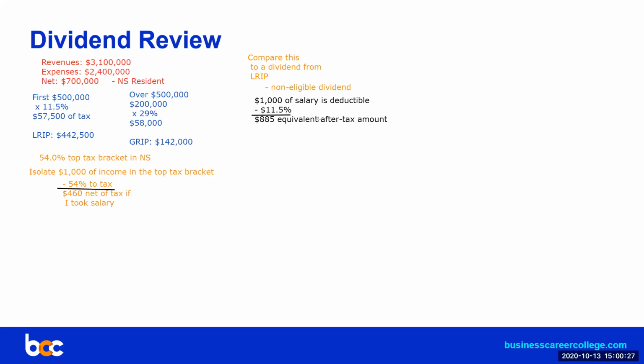So now I'm going to take that $885 and I'm going to tax it the dividend way. So what's the first thing I have to do with a dividend? To gross it up, Esther. Beautiful. So I'm going to gross it up. And my dividend gross up for a non-eligible dividend this year is 15%.